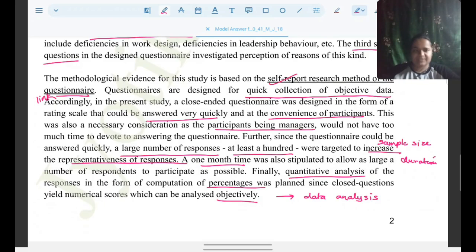Again, how have I justified? Taken the feature, taken its strength. For example, a large sample size, strength is representativeness. So taken the strength of the feature or its importance and linked it with how it contributes to making my study design a good study design. So that's what all I have done through this section.